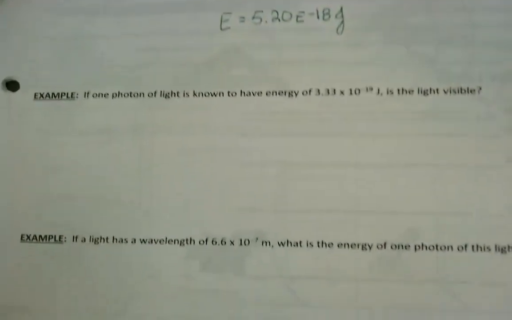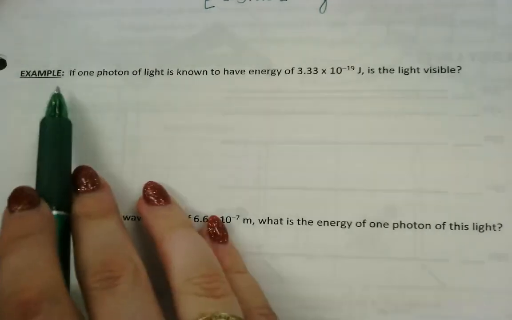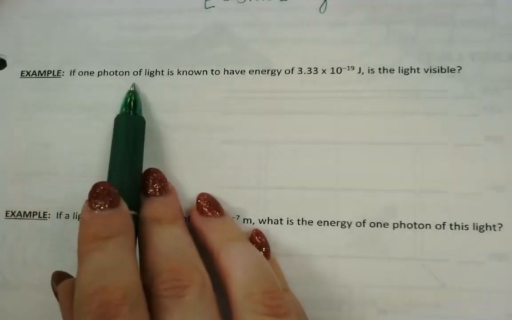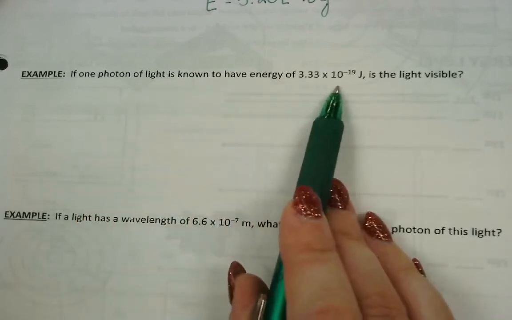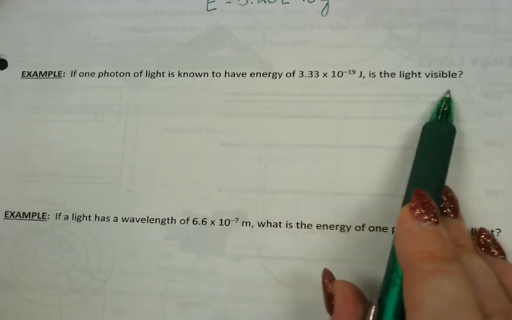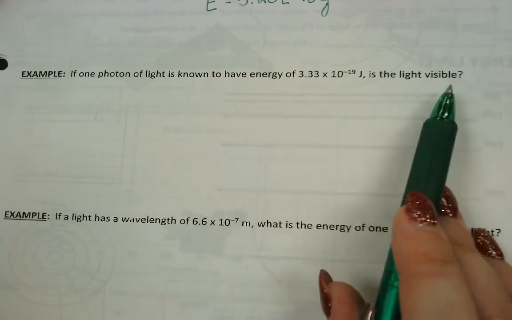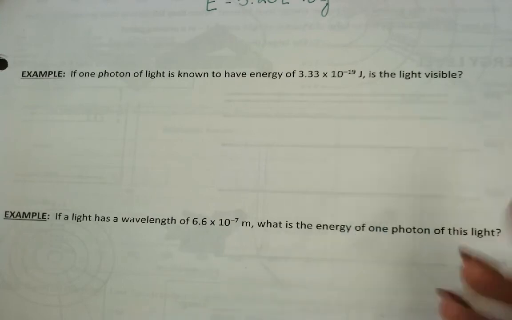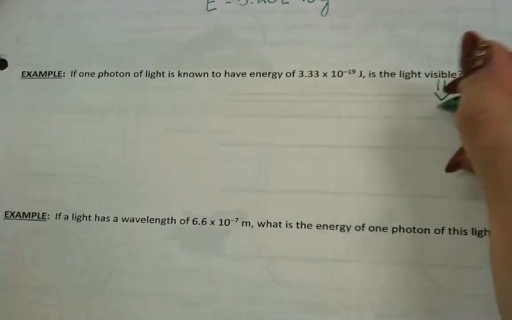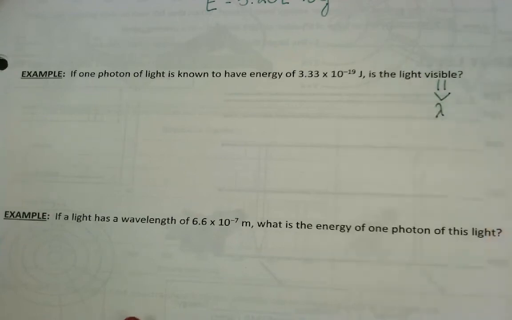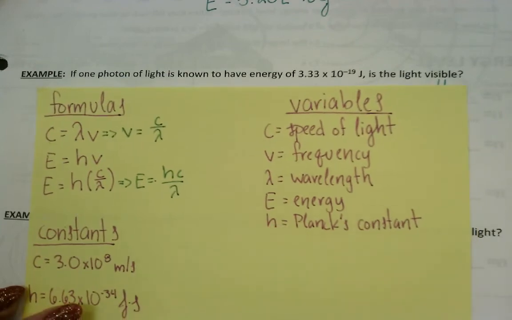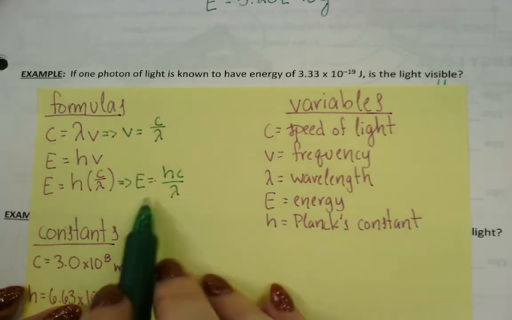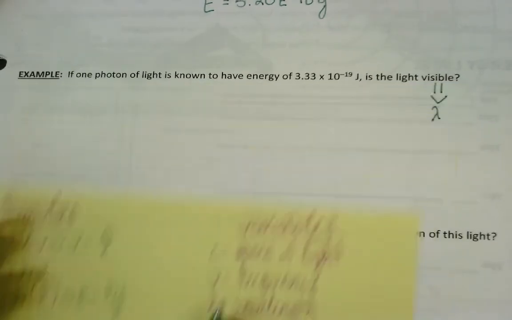Awesome. 2 more. Let's get through them. This one says if 1 photon of light is known to have the energy of 3.33 times 10 to the negative 19 joules, is the light visible? Reminder, when it asks, is the light visible, we are solving for wavelength. So looking at our formulas, what formula do we want to use that has energy and wavelength? Well, this one, right? So we're going to plug that in.